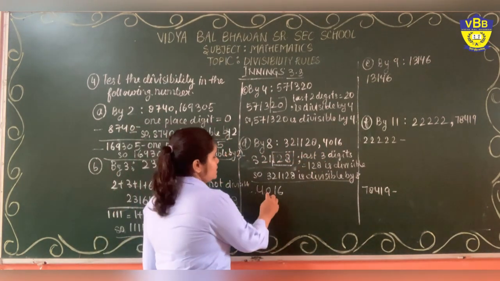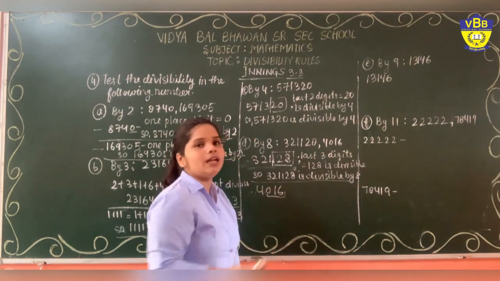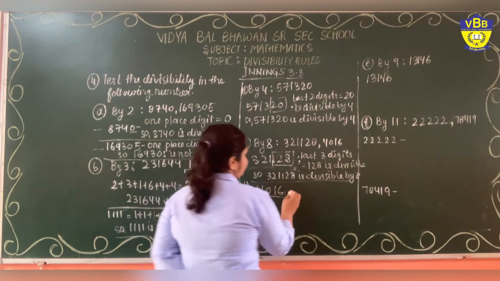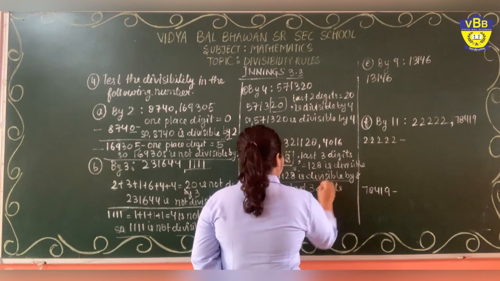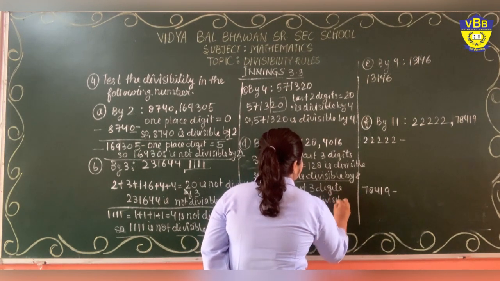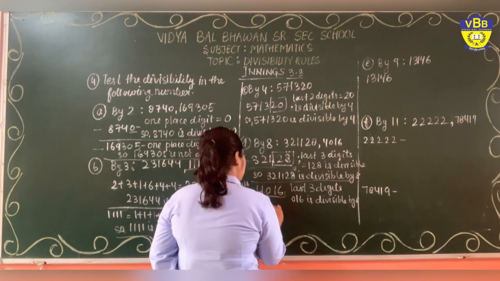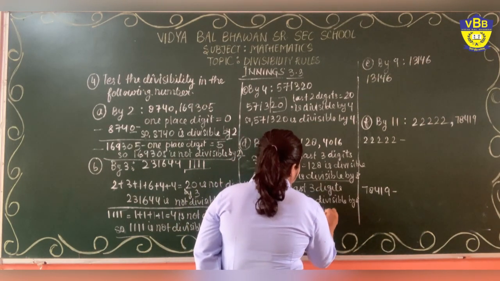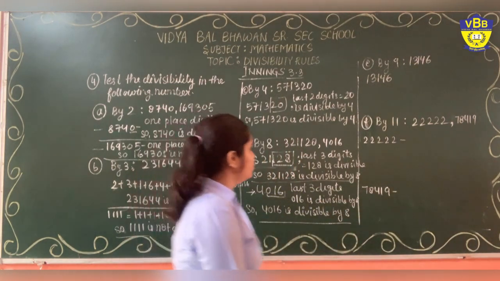Similar with this second number here, 4016. Last 3 digits is 016. 016 means 16 only. And we know that 16 is divisible by 8. That means this complete number will be divisible by 8. Again we write the last 3 digits, 016 is divisible by 8. So 4016 is divisible by 8. I hope this one is clear to all of you.